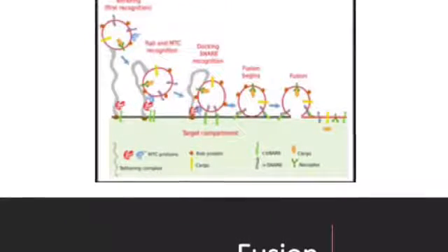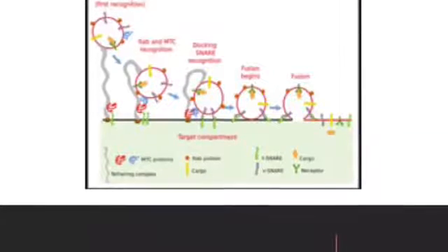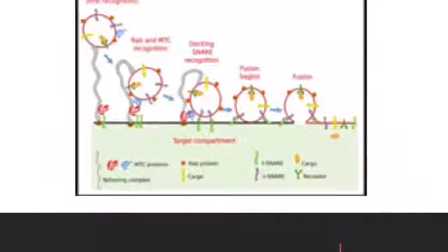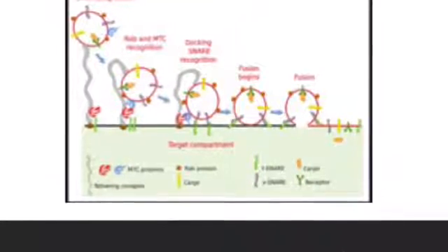SNARE proteins will then twist and winch the vesicle closer to the target's membrane. When it is close enough, the vesicle will fuse with the target membrane and become part of the target's membrane. Then the cargo that was in the vesicle is released.